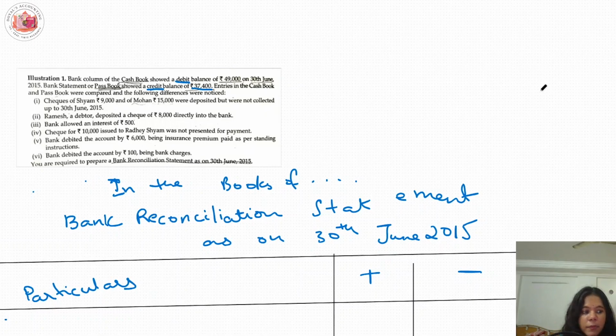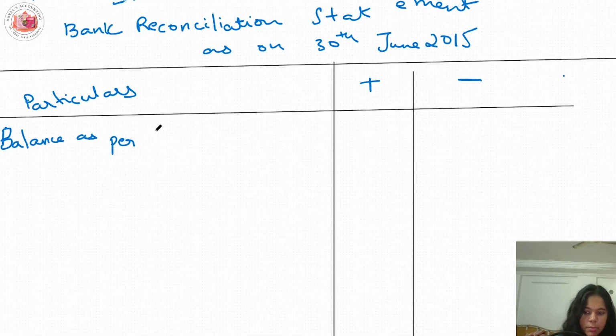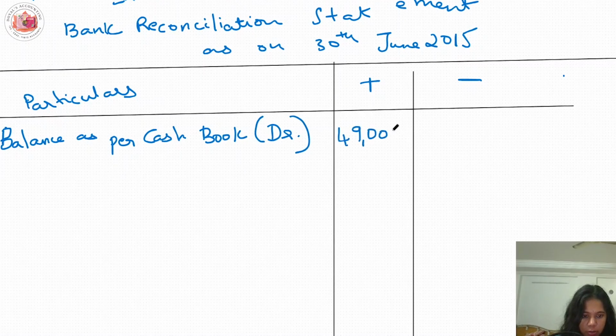Before we read the first discrepancy, let's note down the opening balance. So we will start with our cash book. Usually that is a bit easier. Balance as per cash book, debit means favorable. So I will write it in my plus column, 49,000.